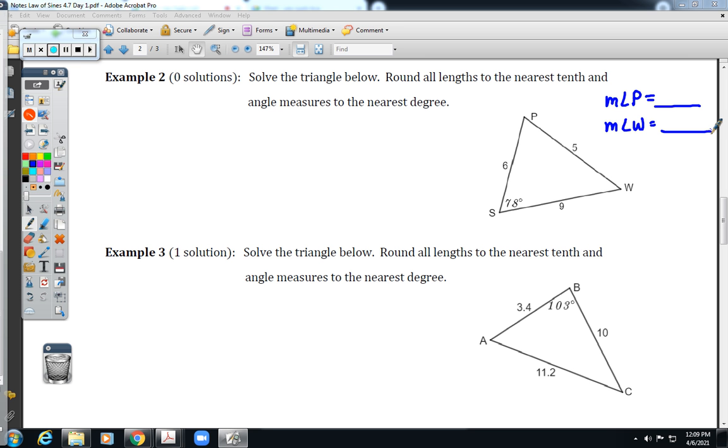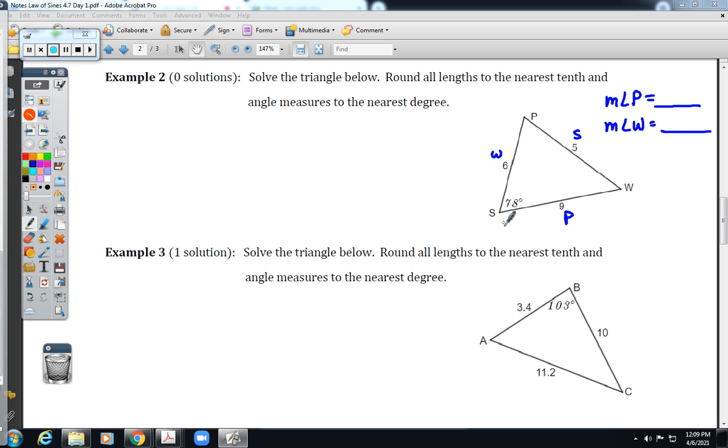They're all there already. We know that 5 is going to be little s because it's opposite angle S. We know that 6 is going to be little w because it's across from angle W. And we know that 9 will be P because it's across from angle P. Okay? So we got all that information. We're supposed to solve this triangle. Now I will tell you that a good rule of thumb is always to find the largest unknown angle first. So which of those two angles is bigger, angle P or angle W, and how do we know?